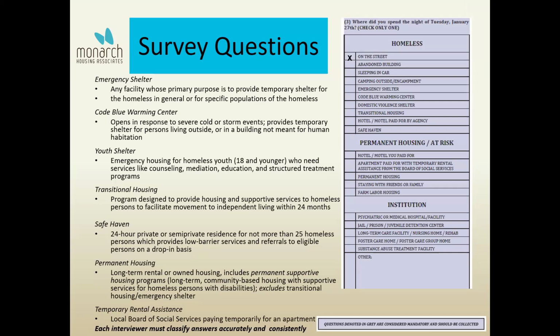If someone says, I went to the church and they allowed me to stay inside there, would that count? Yes, official churches are considered emergency shelter. Okay.